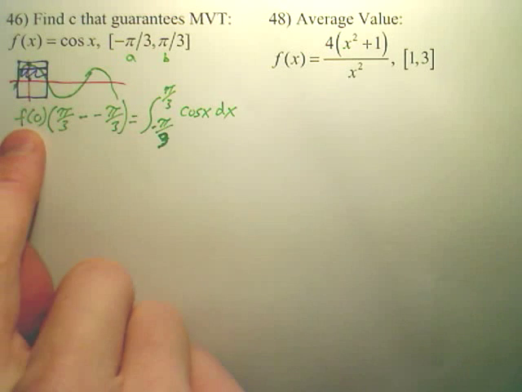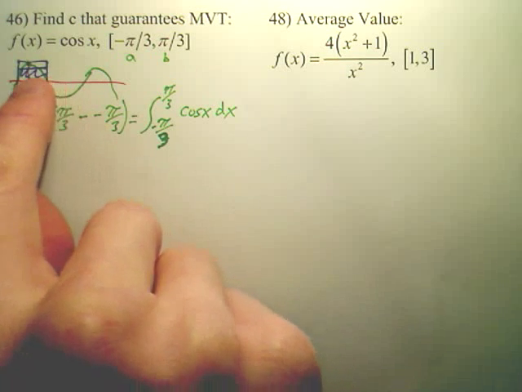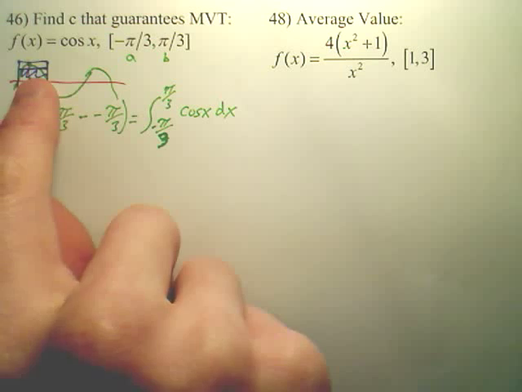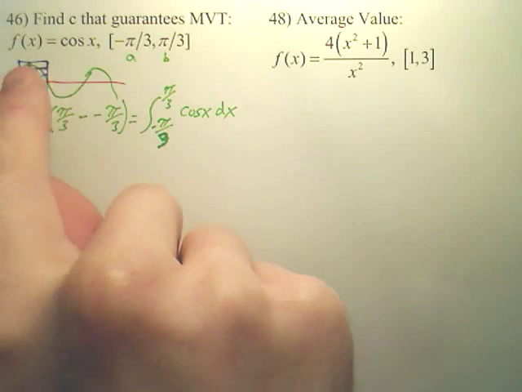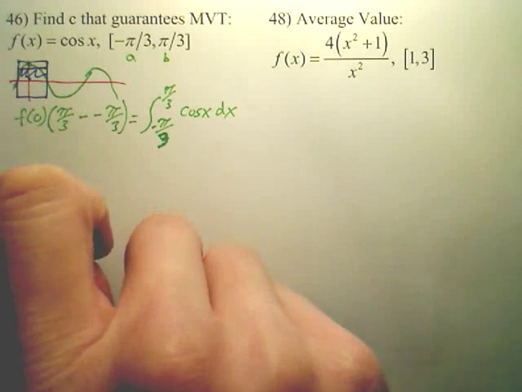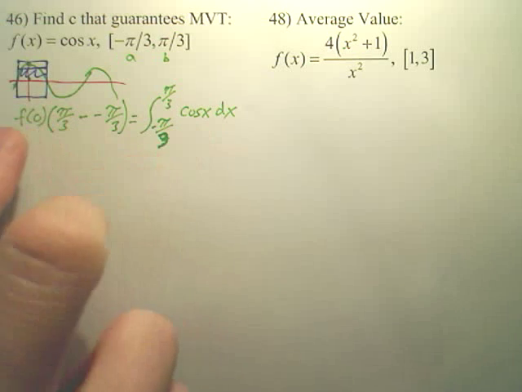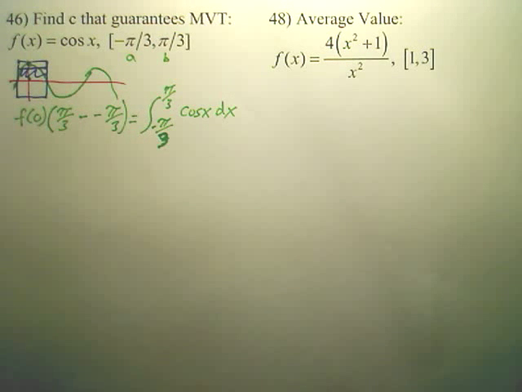We want to first find f of c. F of c times b minus a, that's the area of the rectangle. F of c is the height. B minus a is the width of this rectangle. This right here is the area actually under that little curve. These should be equal. So when we can solve both of these, we can find f of c, but then we want to find c that gives us f of c.